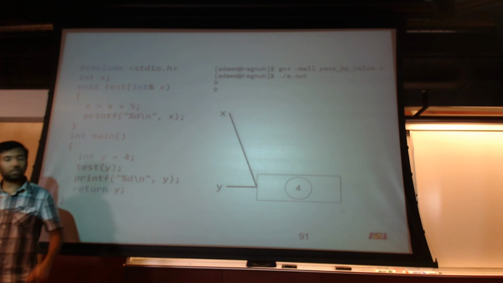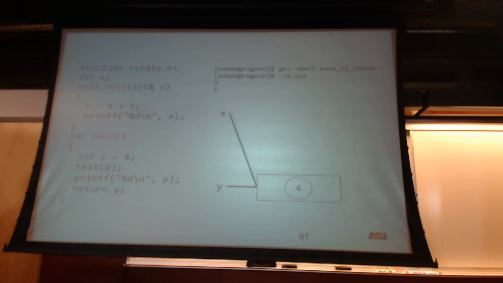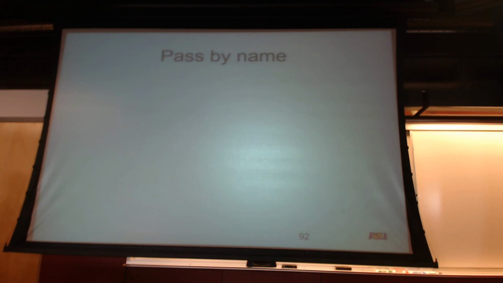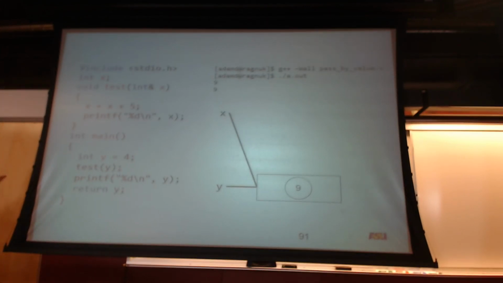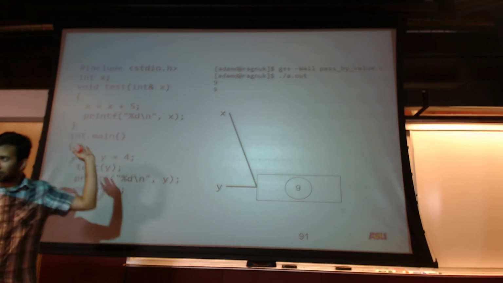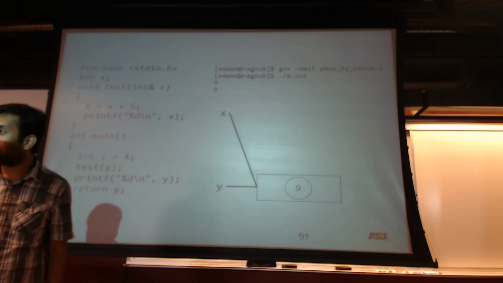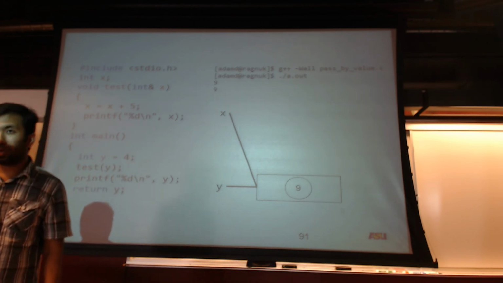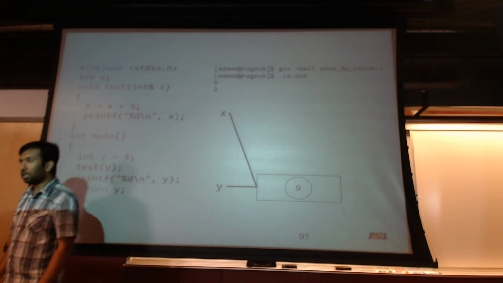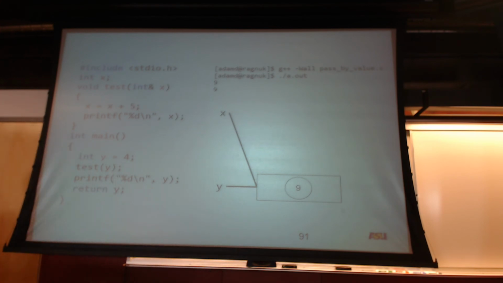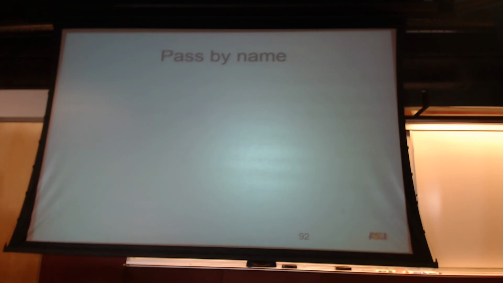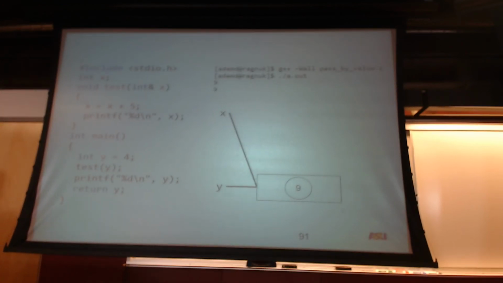So now if you change x, basically what are you doing? You're changing that value in y. Right? So since you're changing that value in y, when you do printf, when you come back, you lose the scope of x. So x is deleted, fine, but y's value is 9 now. Right? So when you print y, you get 9. So the output becomes 9 9. And that is pass by reference.